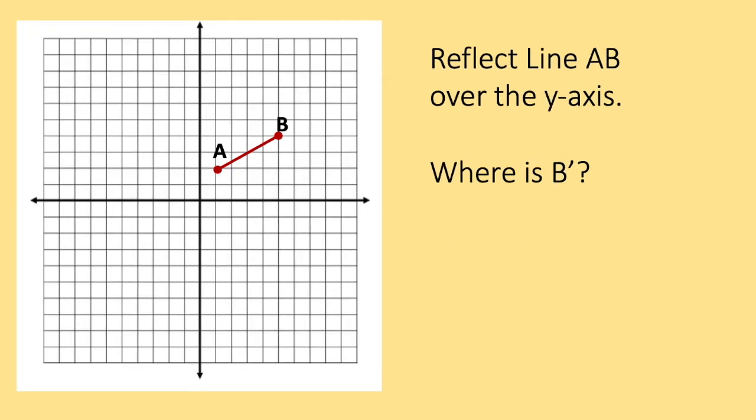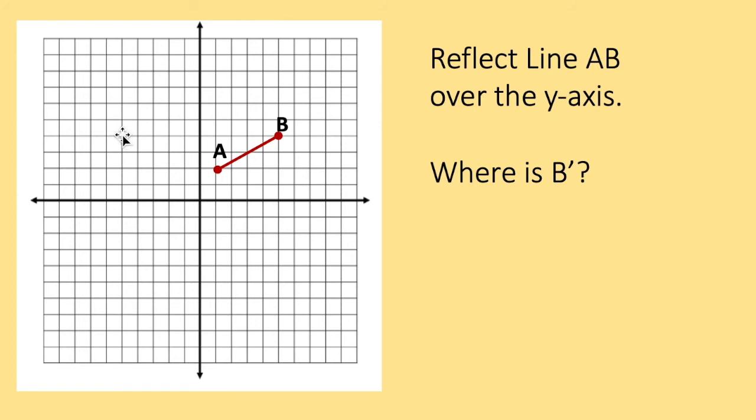Now we're going to reflect the same line over the y-axis, and we're going to look at B instead of A. So now we're transforming and reflecting the AB line over this axis. So we're going to count how many spaces B is away from the y-axis. So it is 1, 2, 3, 4, 5 spaces away from the y-axis. So it's going to be 5 spaces in the opposite direction. So it'll be 1, 2, 3, 4, 5. It'll be at negative 5 on the x-axis.